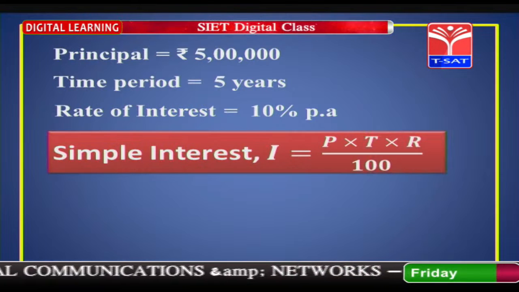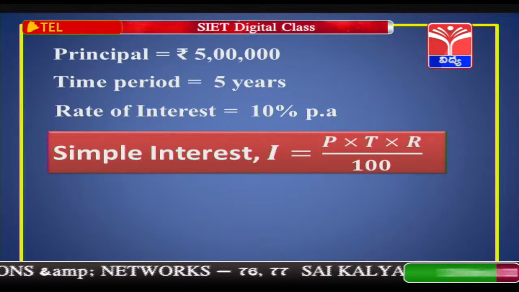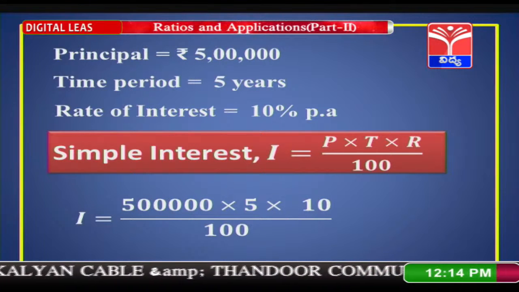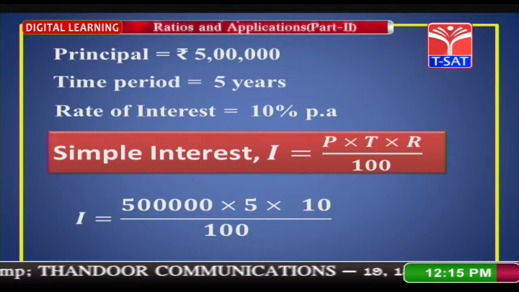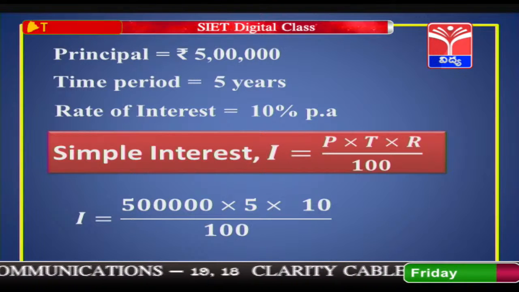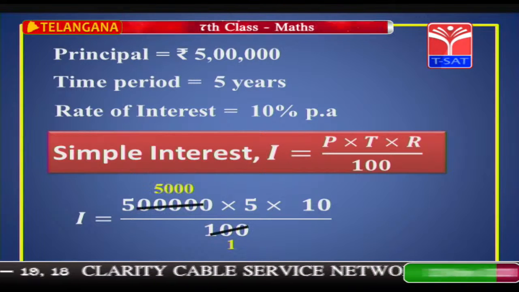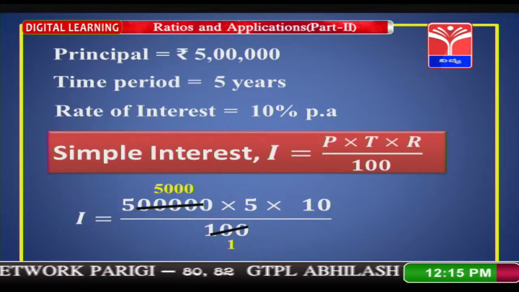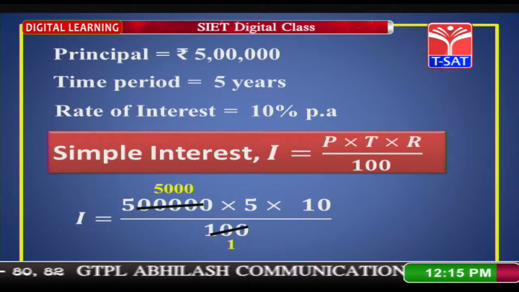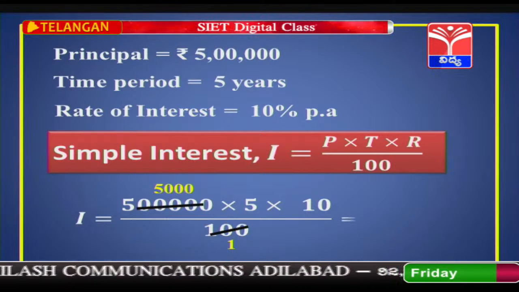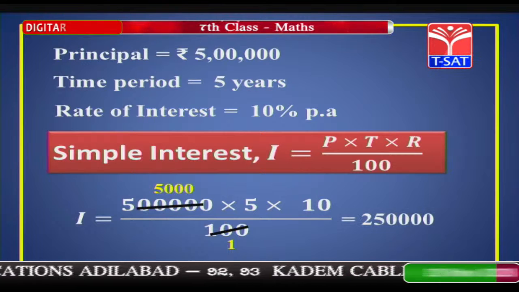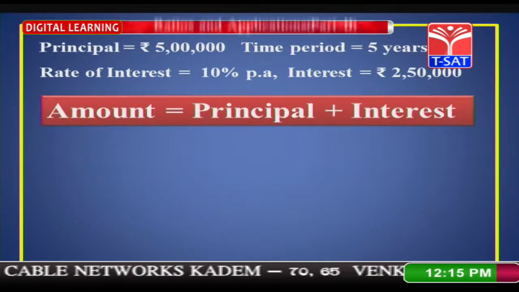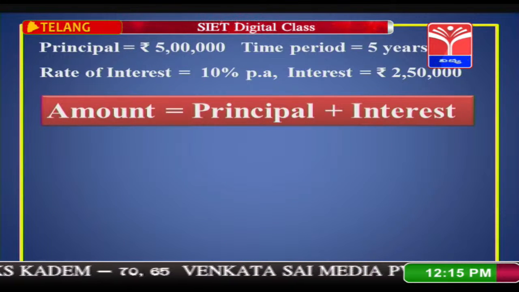Let us calculate the simple interest, which is given by I equal to PTR by 100. Now, let us substitute the values of principal as 5 lakh rupees, time period as 5 and the rate of interest as 10 divided by 100. Now, 100 in 100 goes one time, whereas in 5 lakhs it goes 5000 times. Now, 5000 into 5 into 10, on multiplying these we get 2,50,000. That means the interest is 2,50,000 rupees.